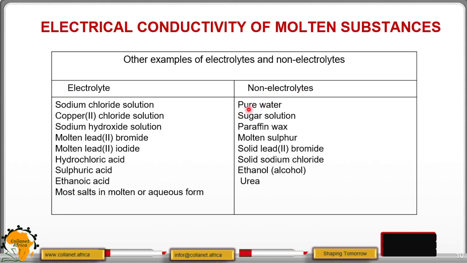Non-electrolytes include pure water, sugar solution, paraffin wax, molten sulfur. We have solid lead(II) bromide, solid sodium chloride, and then we have ethanol or alcohol, and then we have urea, which exists in molecular form.